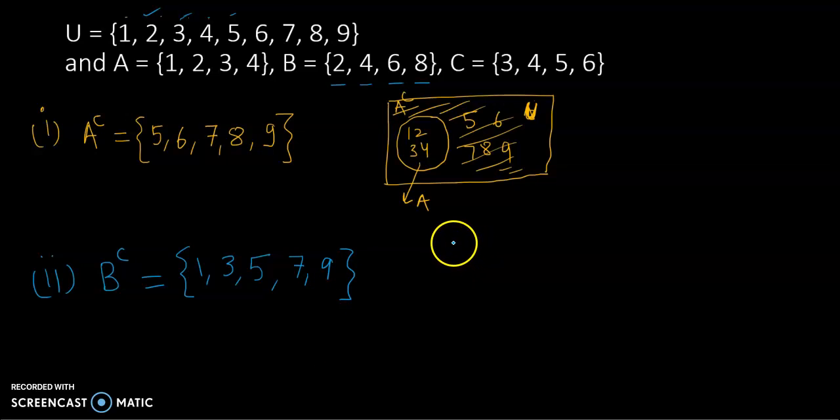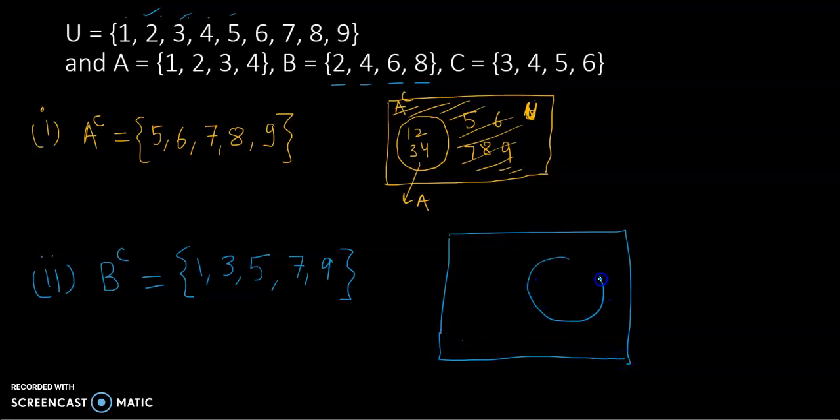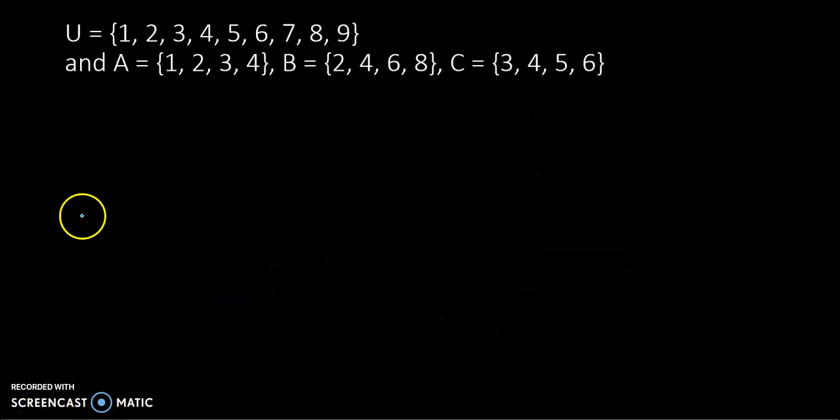In the same way, you can diagram this B complement by using Venn-Euler diagrams. If this is set B, say B is 2, 4, 6, 8, then the rest of the elements, 1, 3, 5, 7, and 9, become the part of B complement. So that is B complement. This is the universal set. This is set B, and this is exactly B complement. That is how we can conceptualize the complement of a set.